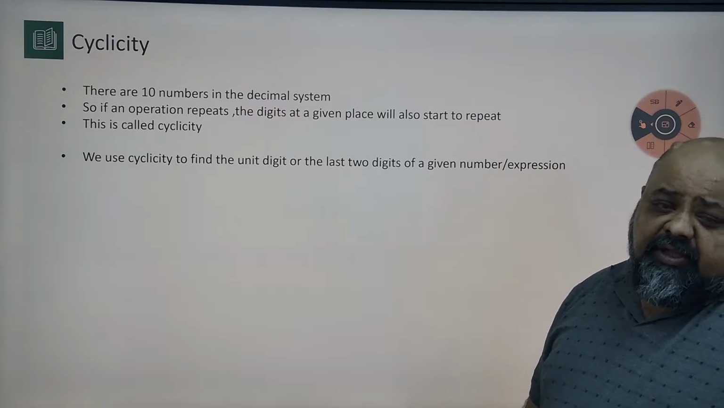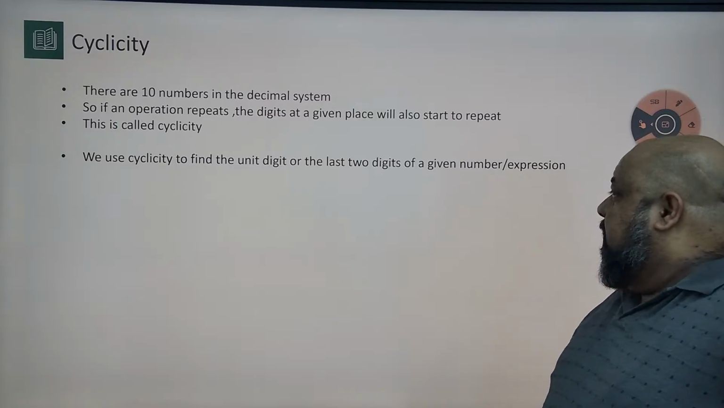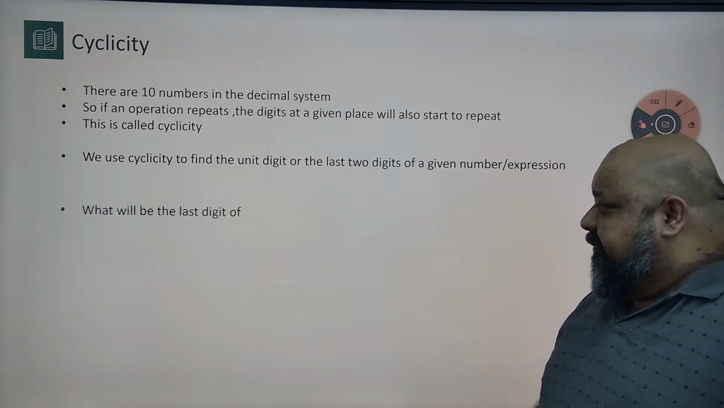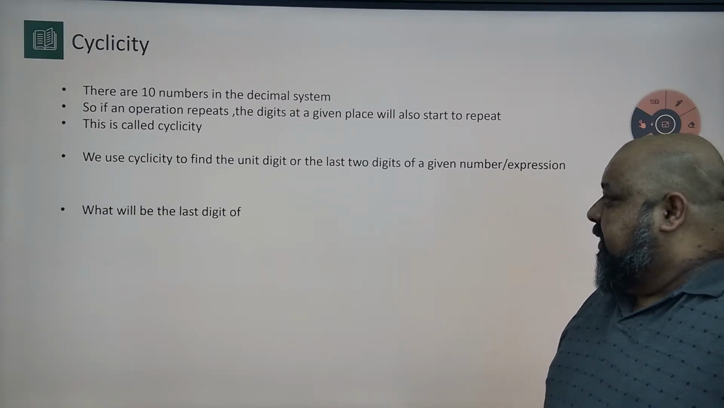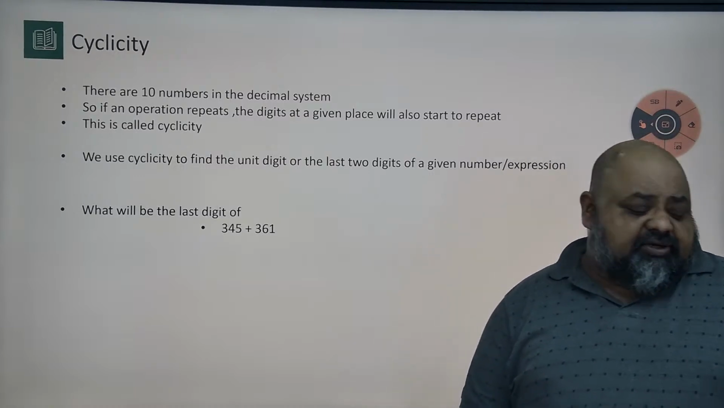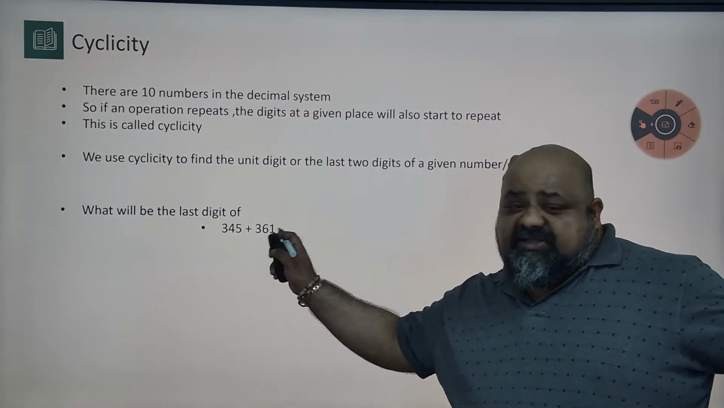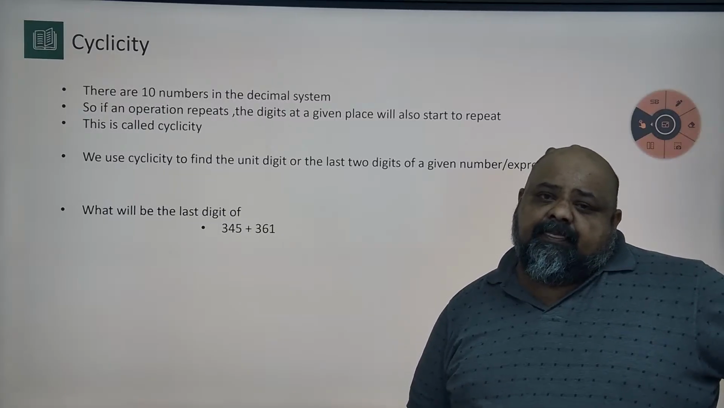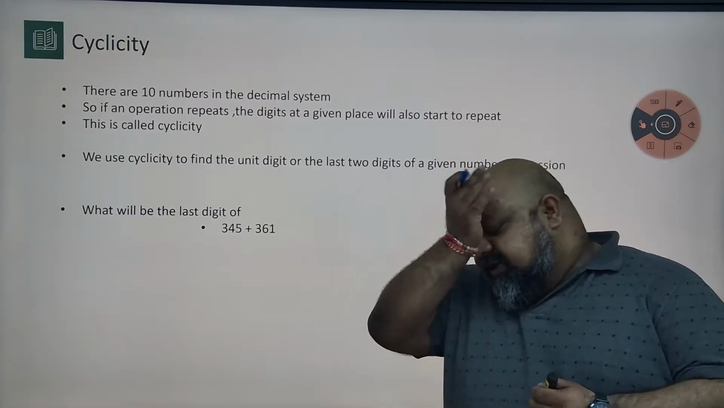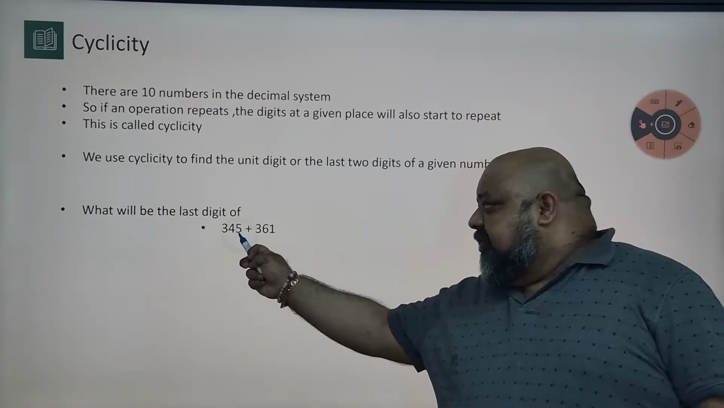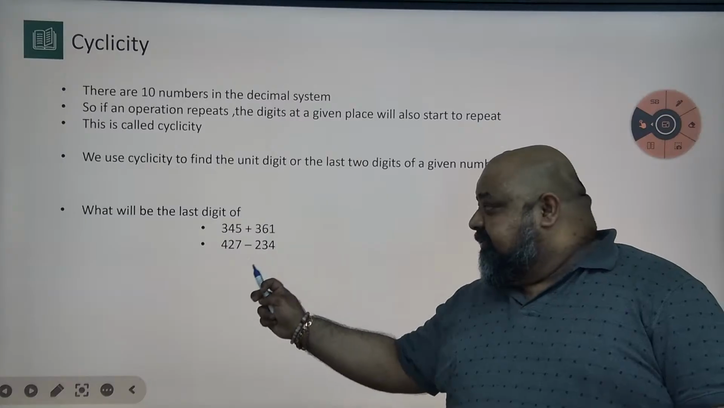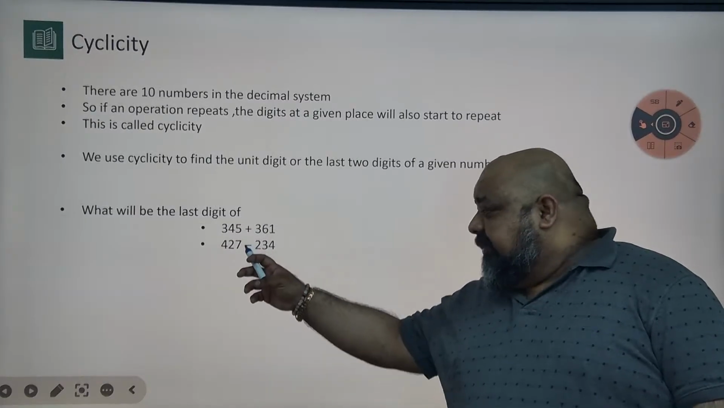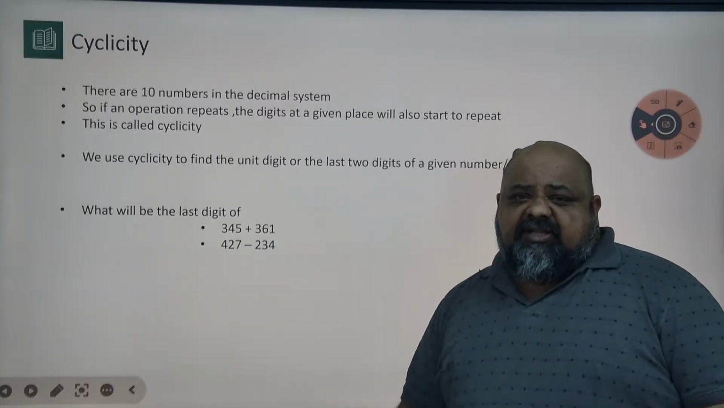We will try to find out the unit digit and the last 2 digit cyclicity of numbers that are given, typically powers. But to start off, some basic questions. What will be the last digit of 345 plus 361? Not very difficult to figure out. The last digit will depend only on the last digits, that is 5 plus 1, which will be 6. Next, 427 minus 234 will again depend on 7 and 4 only. 7 minus 4 is 3.